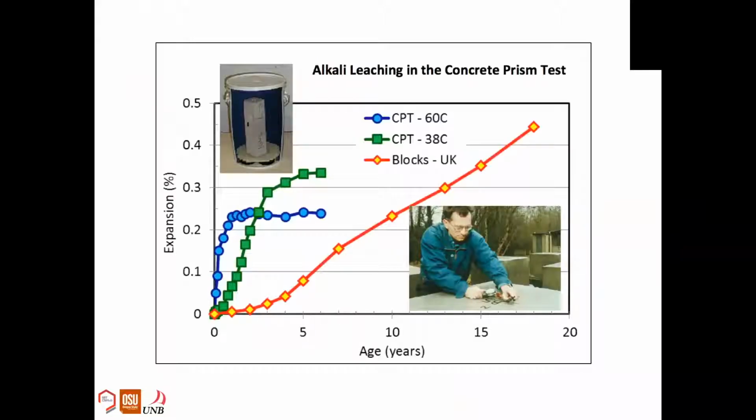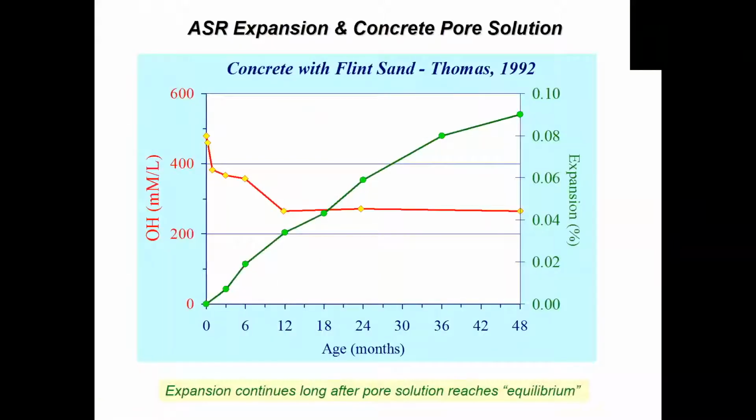So why is this happening? Well, one of the things we notice when we test concretes is that when we test big blocks out in our exposure site, expansion might take a few years to get going, but it keeps on going long term. In our concrete prism test with the same mix, we get expansion very early on, but it levels out fairly early, and we see less expansion long term. Why is that? The reason for this is related to alkali leaching, as I'll show you in a minute.